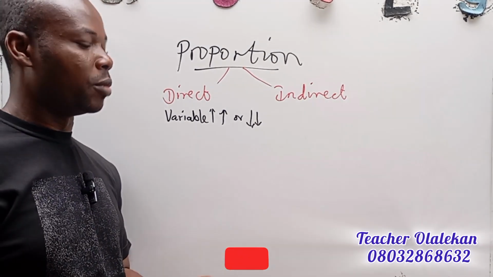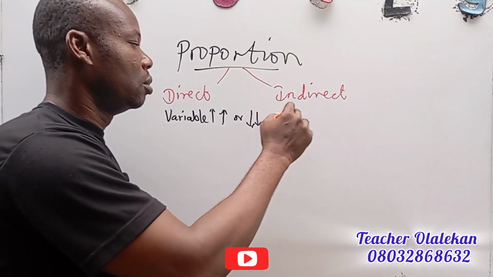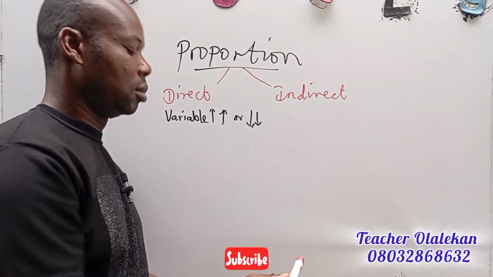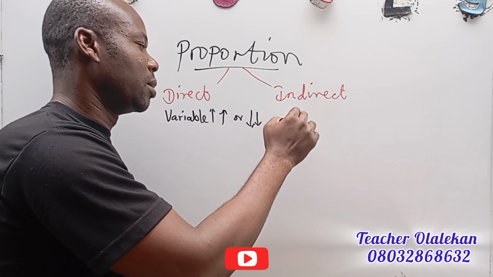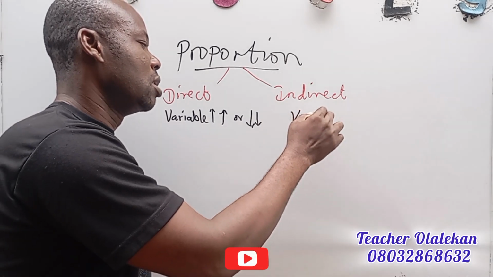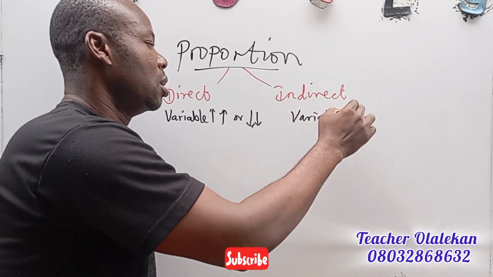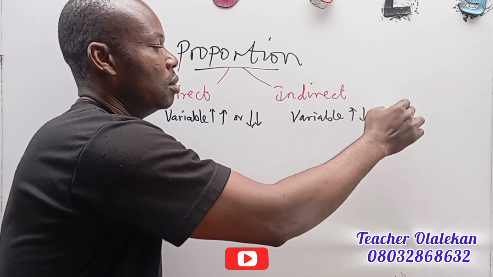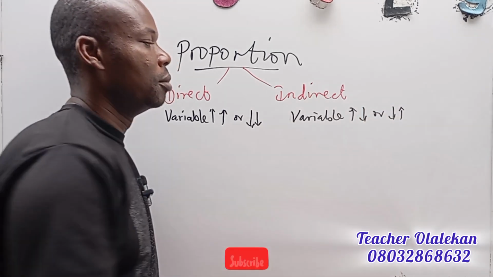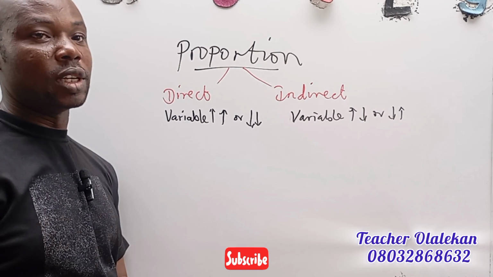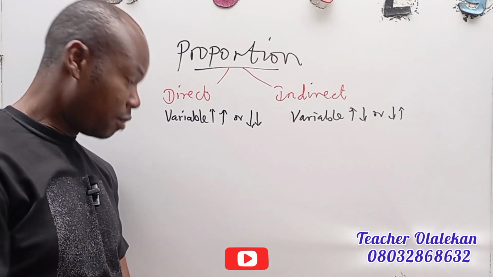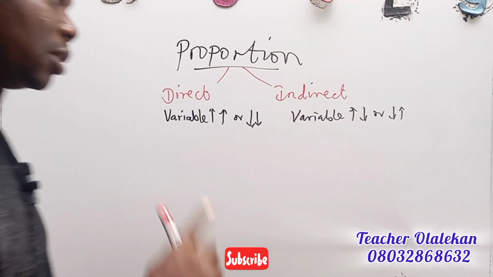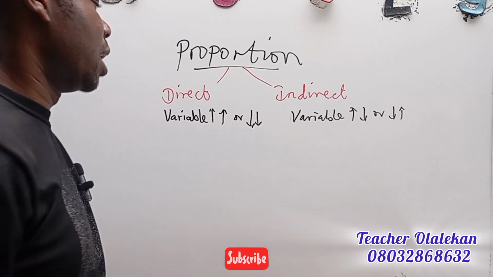For indirect proportion, when variable 1 goes up, variable 2 is expected to come down. So when one value goes up, the other is expected to come down, or when one value comes down, the other is expected to go up. That is in the case of indirect proportion. Another name for indirect proportion is inverse proportion. Inverse means the opposite, so they go in opposite directions.